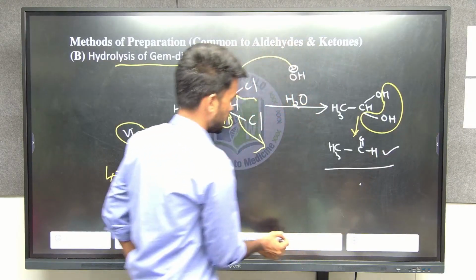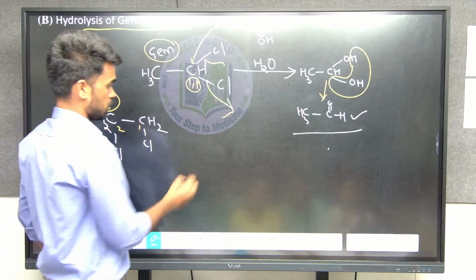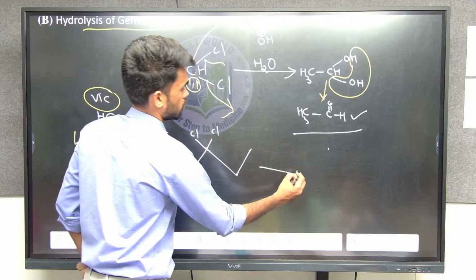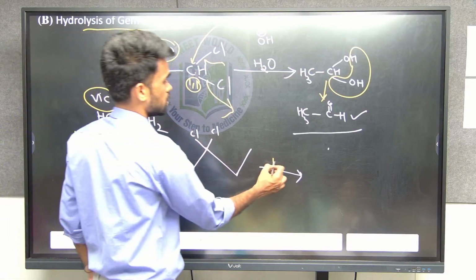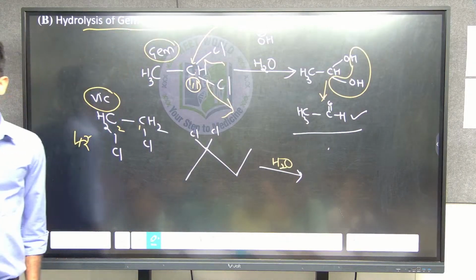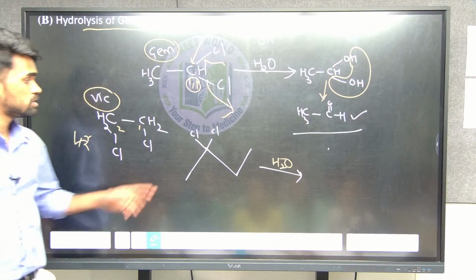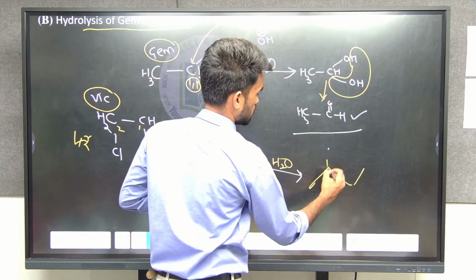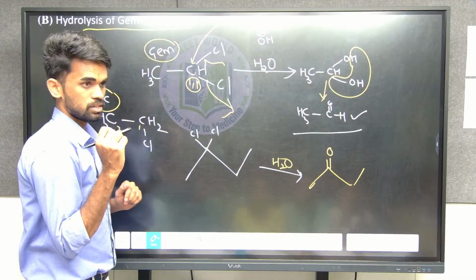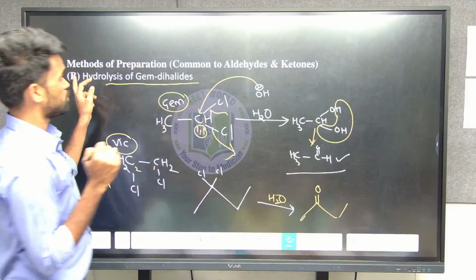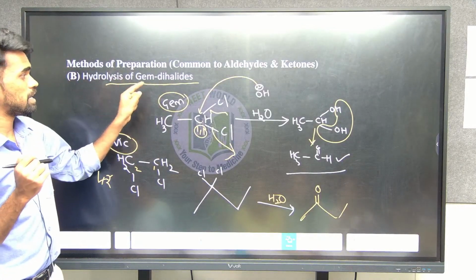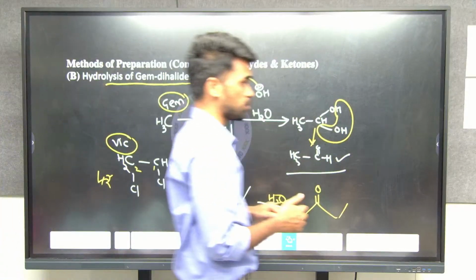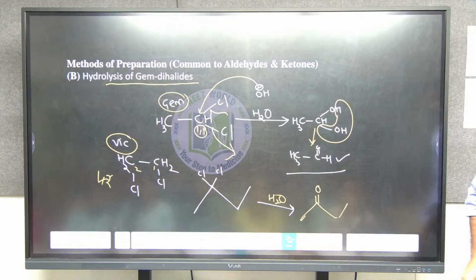Clear? Okay. Next one. You tell me for this. What is the final product on hydrolysis? What to do? Just remove these two chlorines, replace them with OH, remove water. So finally, that's it. A ketone is the product. So what is that method called? Hydrolysis of geminal dihalides. Only geminal. I am not saying about vicinal. Geminal dihalides upon hydrolysis give you ketones or aldehydes.